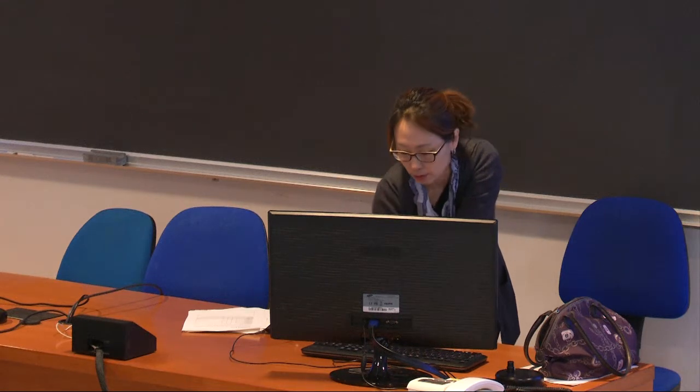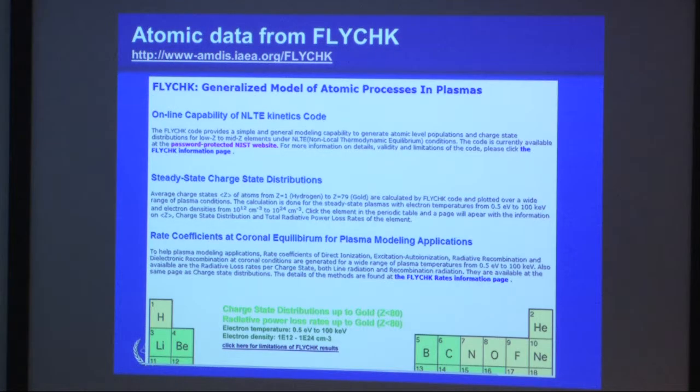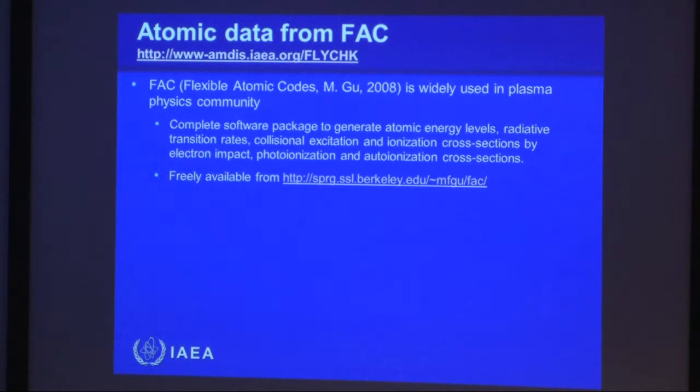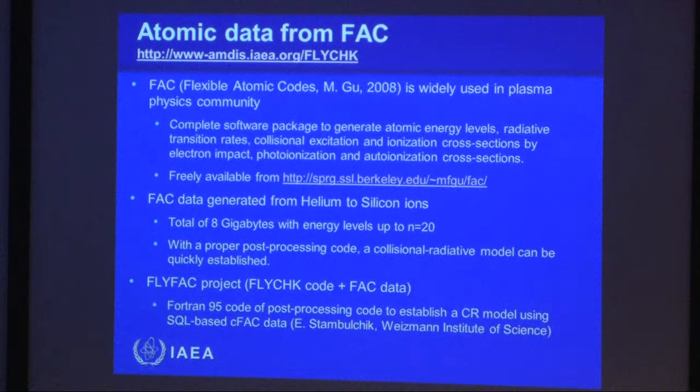Silicon atoms. So let's say you go to the FlyCheck webpage at NIST at IAEA, you can click on one of these periodic table elements, and then it shows. For example, if you click on tungsten, you get every charge state, radiative loss rate, and also charge state distribution and rate coefficients. You can just download it and use it for your work. The FEC code, we generated from helium to silicon ions. And also, we are working on a thing called the FlyFEC project. It uses CFEC data that Evgeny made.